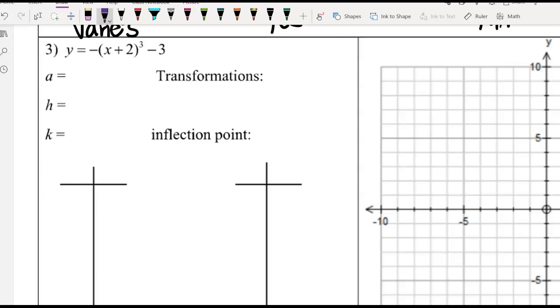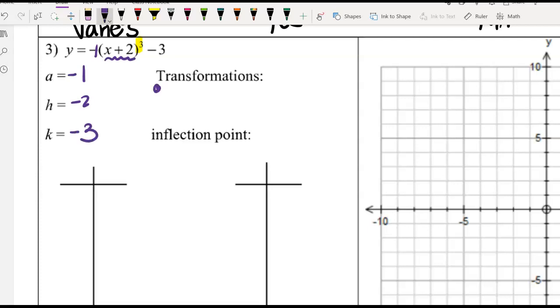Example 3 is given to us as y equals a negative in the front, quantity x plus 2 to the third power minus 3. Because it is the third power, we know it is a cubic function. So our graph is not going to be like a V or a U. It's going to look more like a lazy S letter. All right, let's list out your A, H, and K. There's a negative, so that's a negative 1. H is going to be negative 2. Remember, it's always opposite of that. K is going to be negative 3.